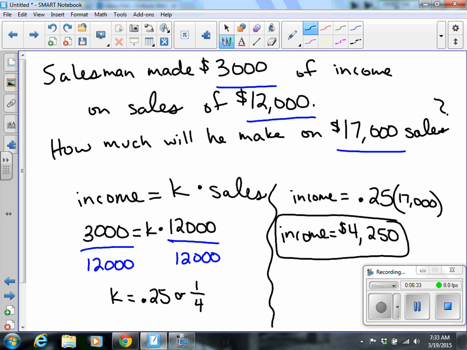Okay, so you have to use your information. You first have to figure out your k based on the first sentence, then on the second sentence we use the k in order to figure out what the question is asking. So we will be working with more story problems like this in class.